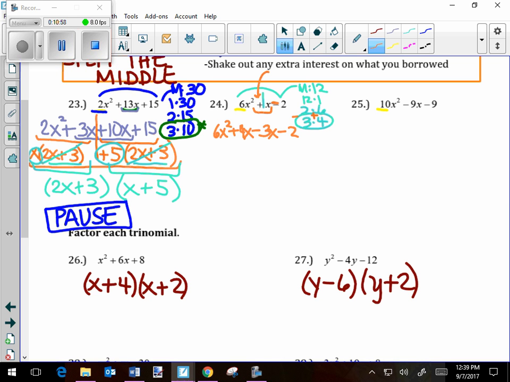So I'm using that same idea that I used before. This tells me the signs are different. This tells me what the bigger number gets. The bigger number is positive, the smaller number is negative. I use that to split the middle. Now I have two parts to this. I have this part, and then I have this part.